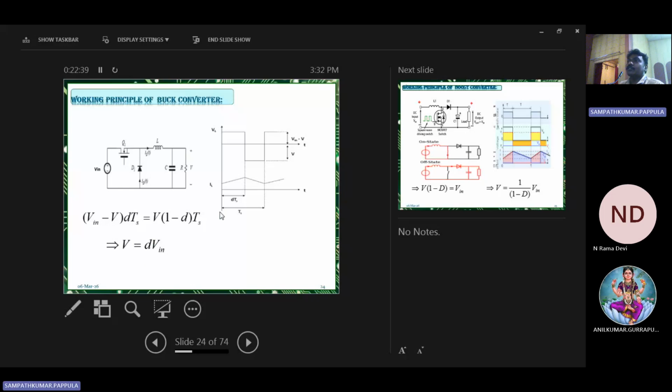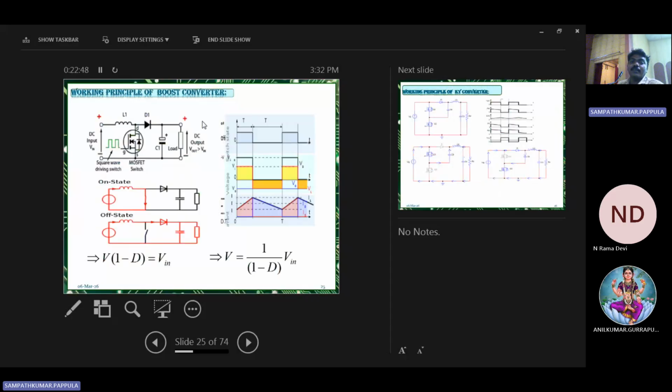In the first step, what we need to do? We need to identify the working principle of our circuit. In a similar manner, you may observe the working principle of the boost converter. Boost converter means it is stepping up the voltage. For the step up purpose, we are using the boost converter.